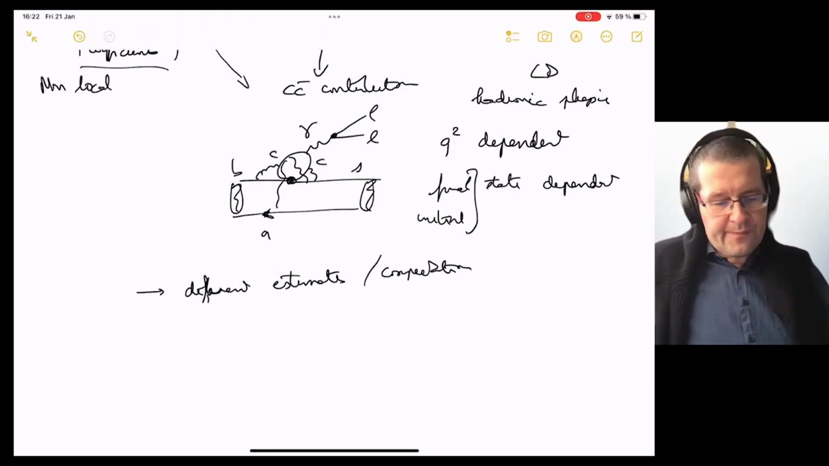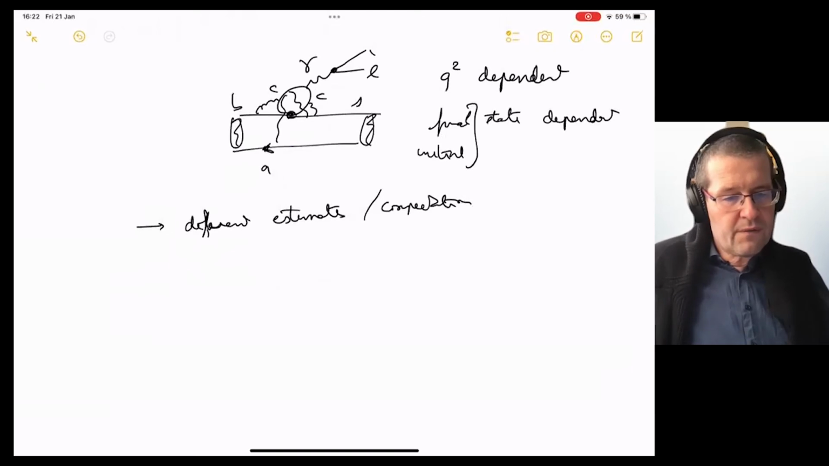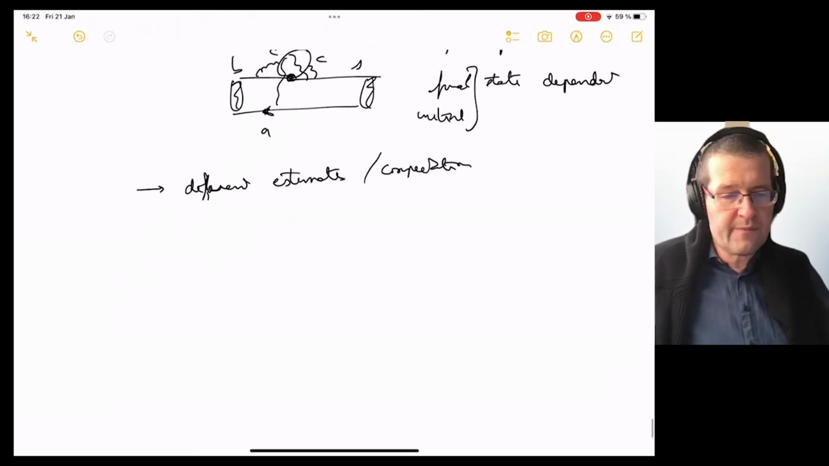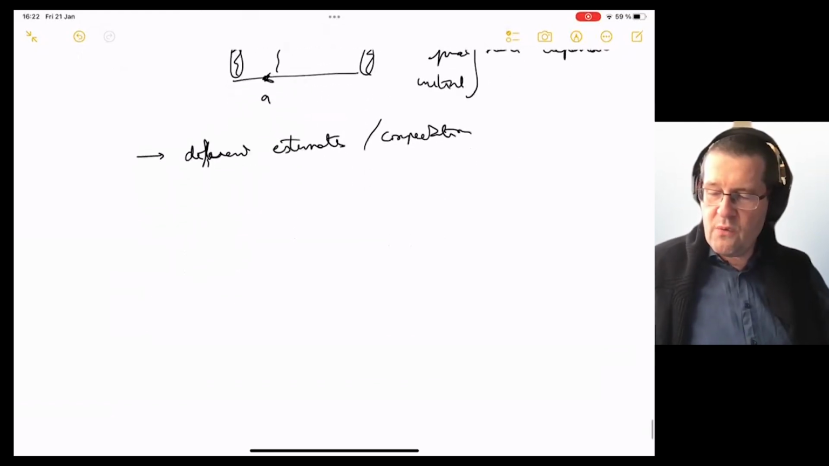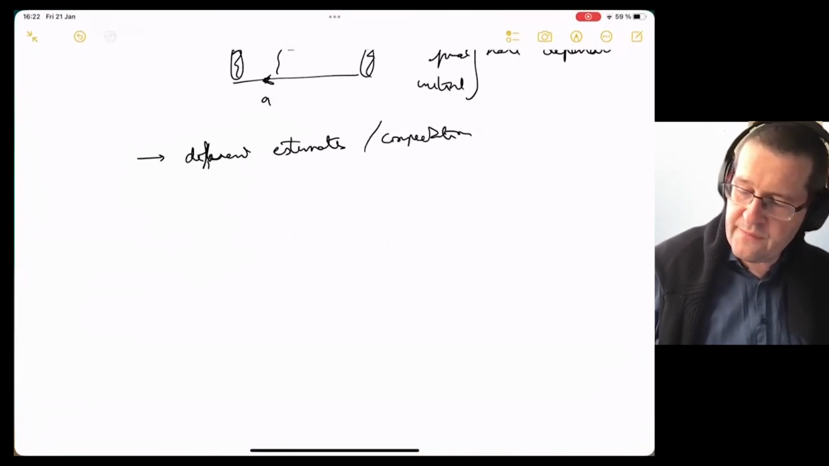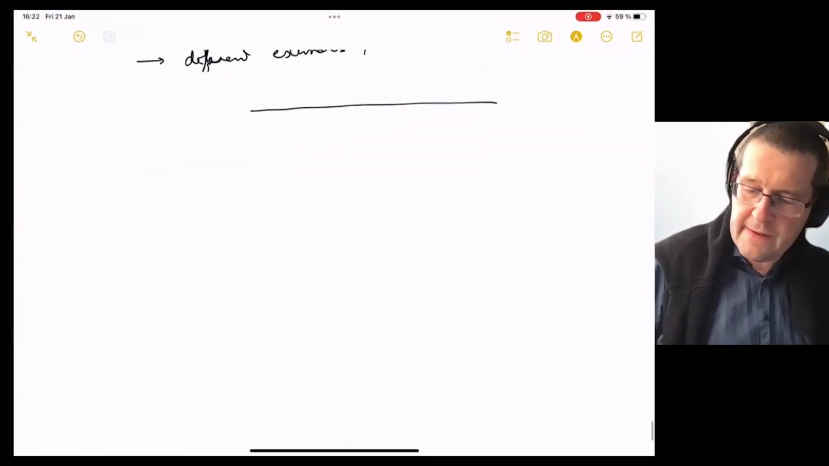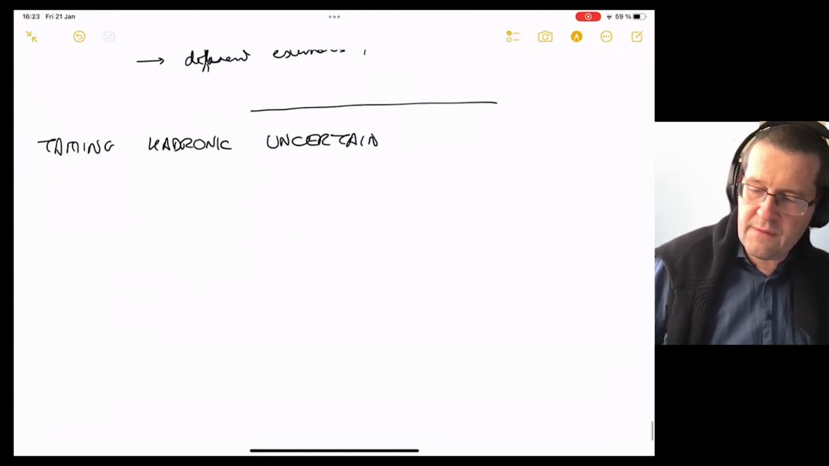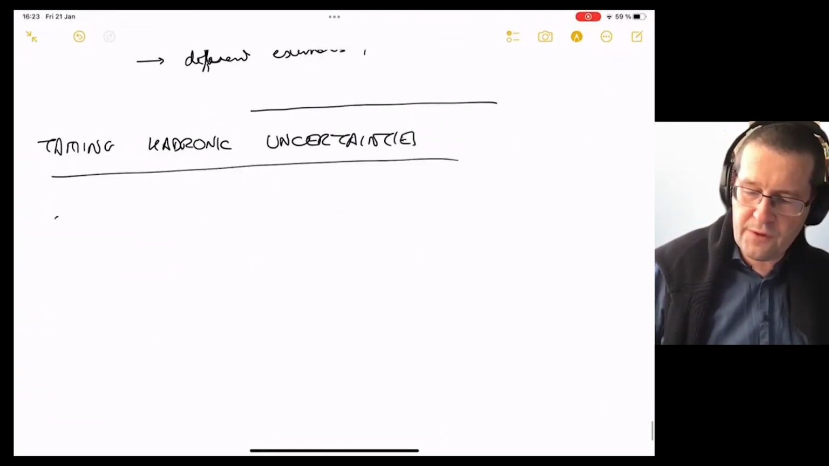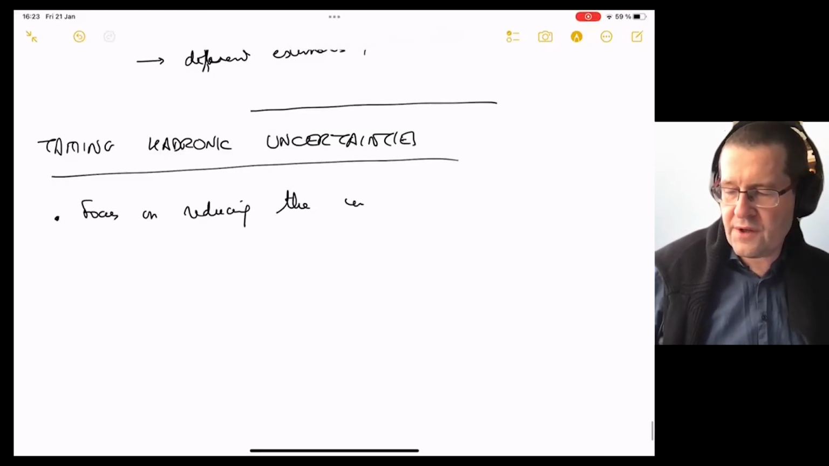Okay, so I think that since I'm running a bit late, I will just say one word concerning how you tame these hadronic uncertainties. So essentially what has been done is to focus on reducing the uncertainties coming from the form factors.